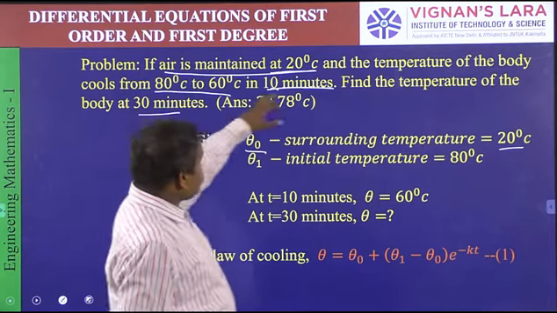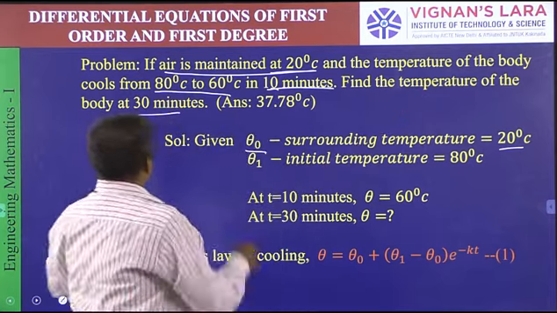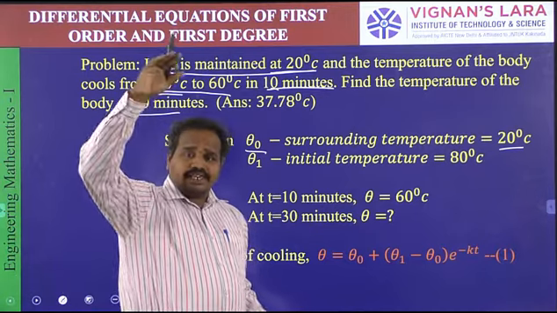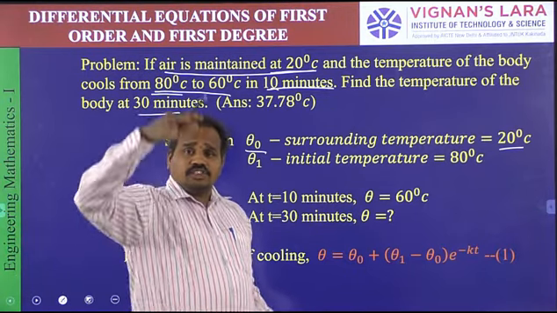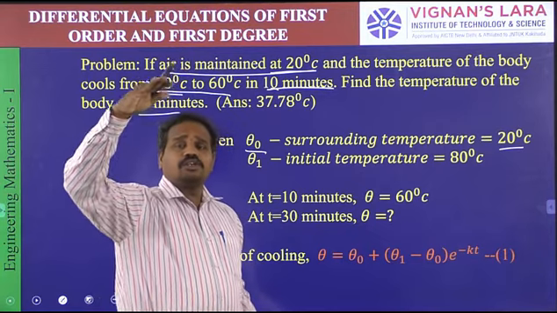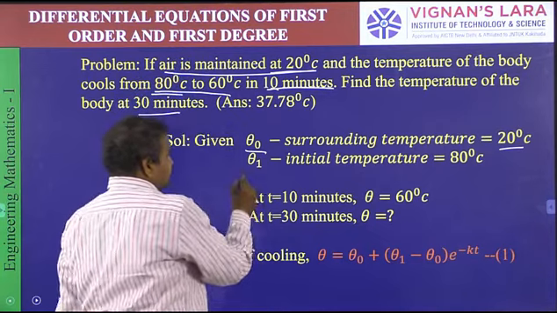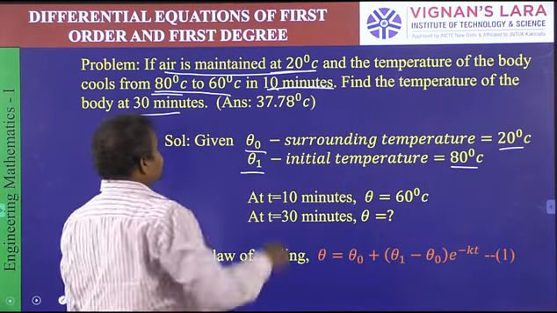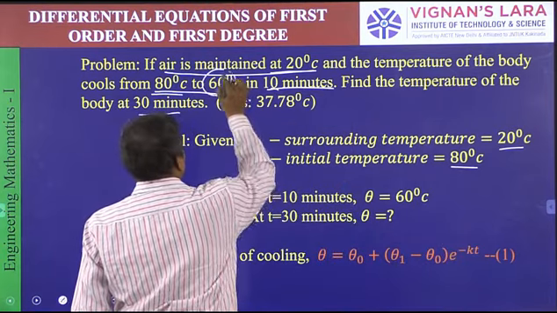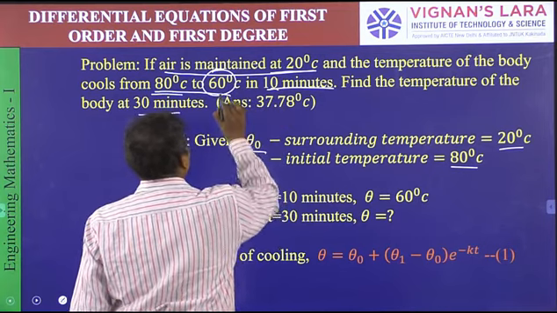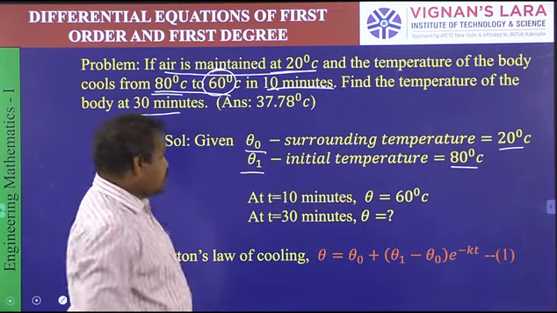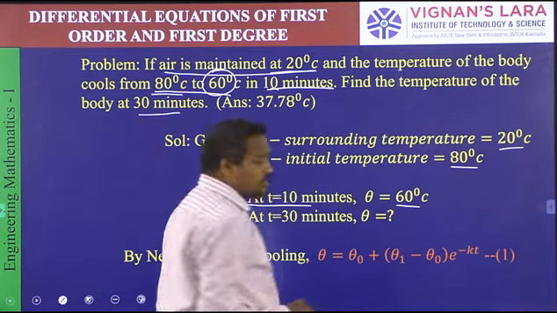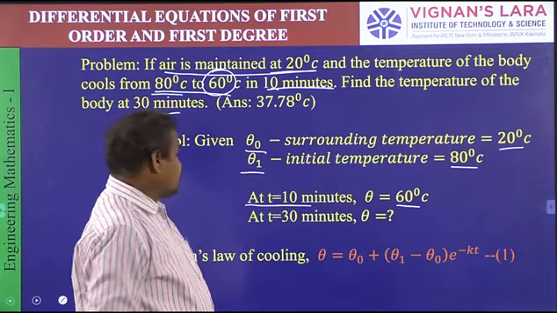Next, the temperature of the body cools from 80 to 60. So the body temperature from 80 to 60 is reducing. So what is the initial starting temperature? 80 degrees centigrade. That means theta 1 is equal to 80 degrees centigrade. After that, what is the condition? The temperature of the body reduces in 10 minutes to 60 degrees centigrade. That means at t equal to 10 minutes, the temperature of the object reduces to 60 degrees centigrade.